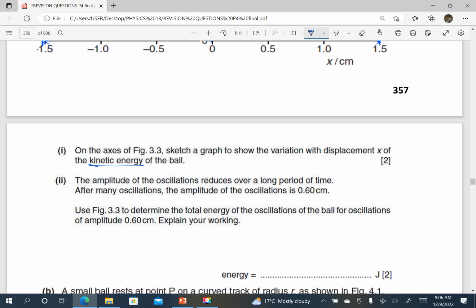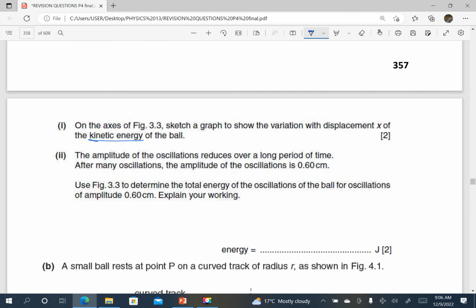So when we have finished, the amplitude of the oscillations reduces over a long period of time. After many oscillations, the amplitude of the oscillation is 0.60 centimeters. Use figure 3.3 to determine the total energy of the oscillations of the ball for oscillations of amplitude 0.6. So we want to determine the total energy of the oscillations of the ball.